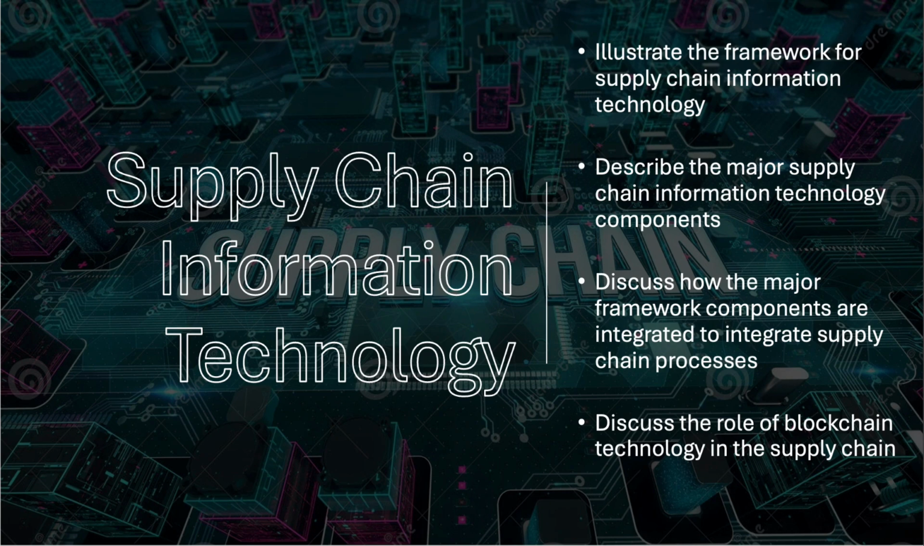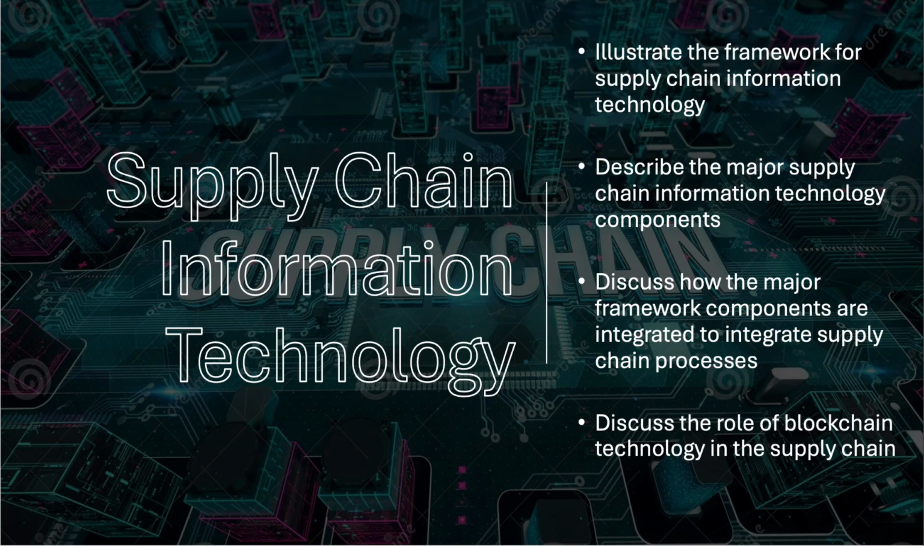Third, we will discuss how these components are integrated to support supply chain processes. Integration is important because supply chain decisions often require information from multiple areas, such as sales, operations, finance, inventory, purchasing, and logistics. Fourth, we will briefly discuss the role of blockchain technology in the supply chain.